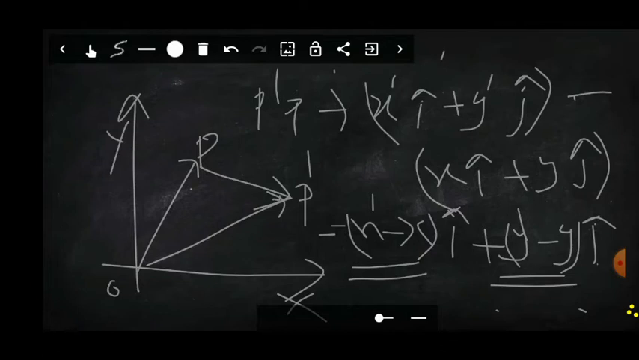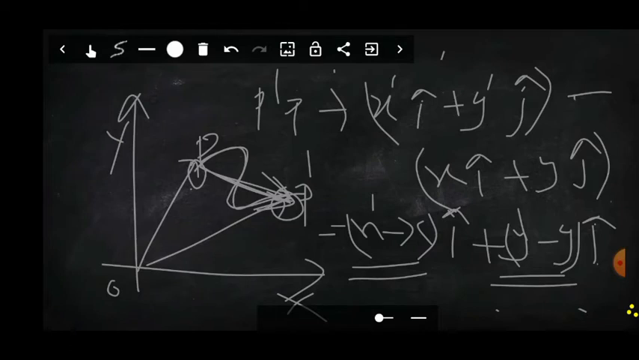Suppose the path of that object, the position change, is taking place along a curved path. That is not a problem, because we already know that displacement means the straight line distance between the initial and final position. So whatever the path followed by that particular object, we have to consider the straight line distance between the initial and final position, between P dash and P. So this is a way to represent the displacement vector.